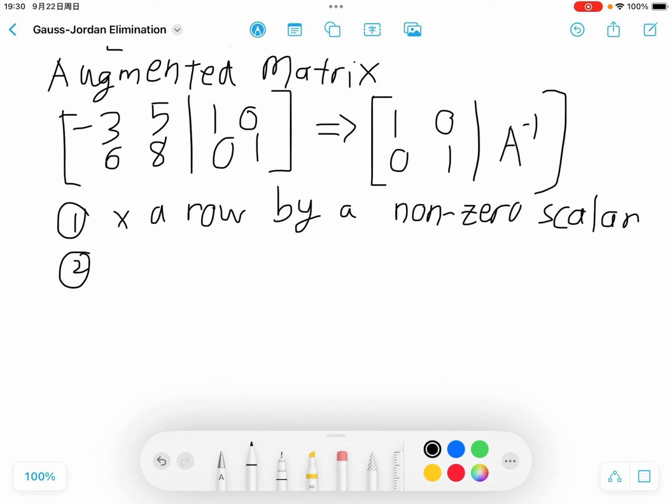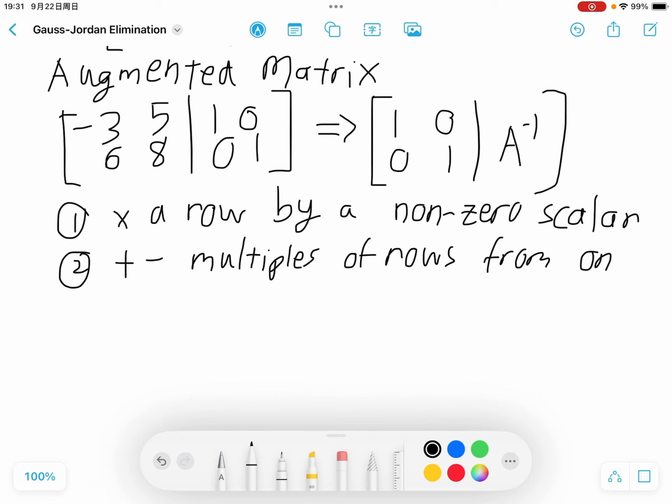The second thing to do is we can add or subtract multiples of rows from one another. So let me just write that down, from one another. So let's just go ahead then.